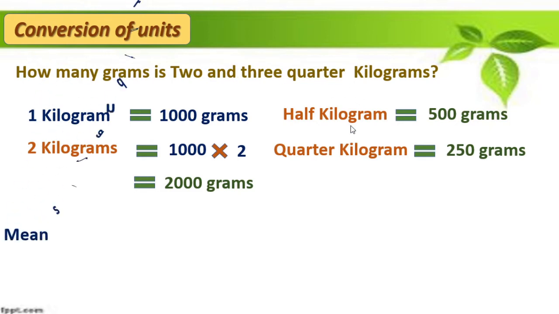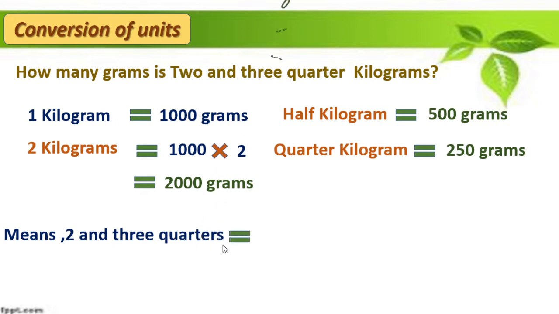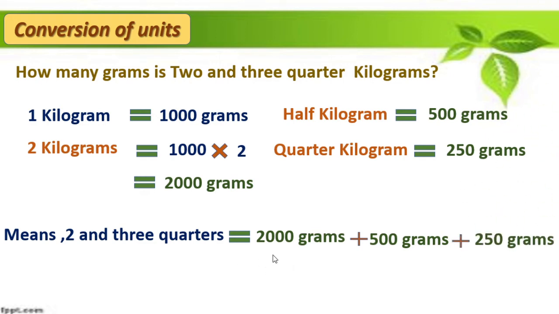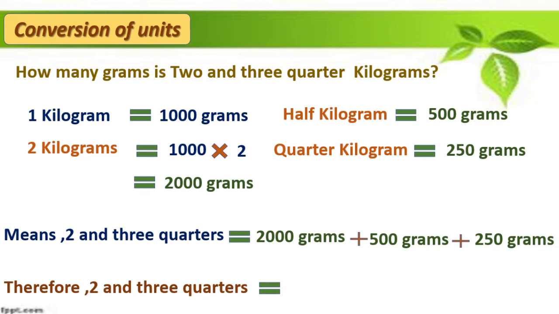Isn't it? Here, 2 and 3 quarters is equal to how much? 2000 grams plus 500 grams plus 250 grams. Isn't it? When we add these three, we will get 2 and 3 quarter kilograms. See here. Therefore, 2 and 3 quarter kilograms is equal to 2750 grams. Isn't it? Okay, very good.